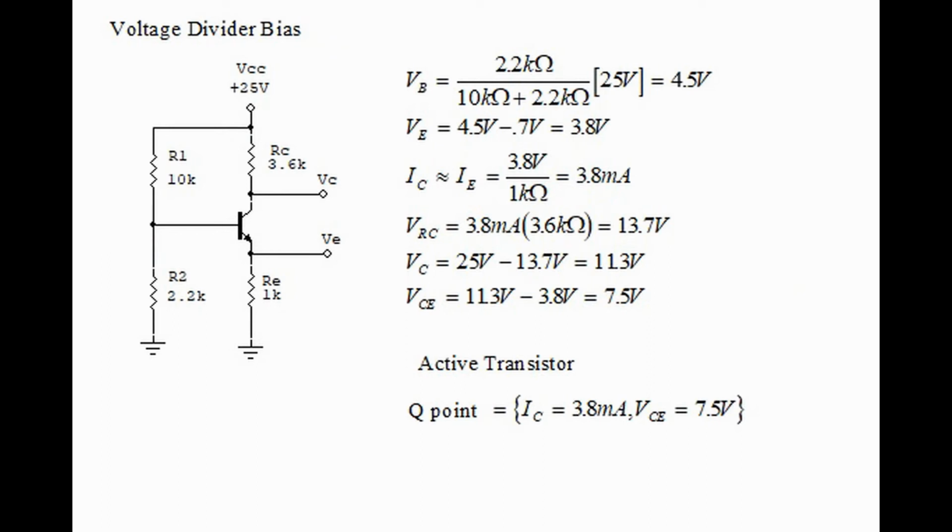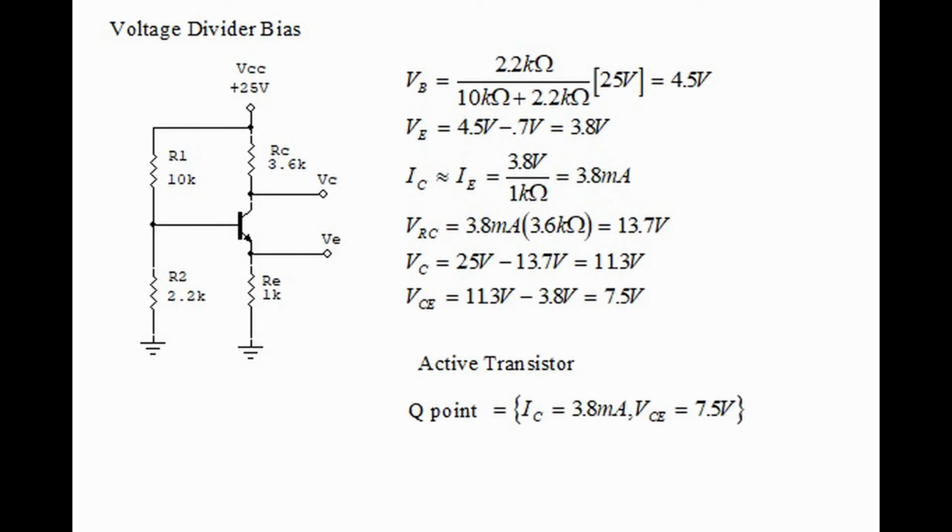The voltage divider bias circuit is the one that's most often used to bias an NPN transistor. Look carefully at the circuit and you will notice that the base is connected to the 2.2 kilo ohm resistor. To calculate the voltage on the base, we use the voltage divider equation. We say 2.2 kilo ohms divided by 10 kilo ohms plus 2.2 kilo ohms and multiply it times 25 volts, which is VCC, equals 4.5 volts. That means that the voltage on the base is 4.5 volts.